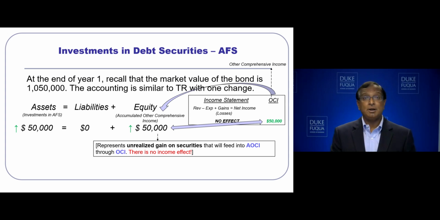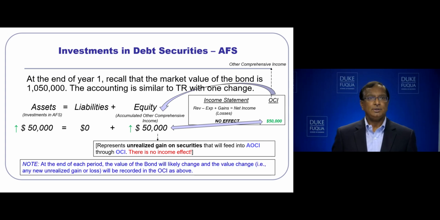So in this case, the bottom line is there is no income effect or net income effect. It goes into OCI. At the end of each period, again, the firm will determine, throughout the time it holds the security, any value changes will be recorded in this OCI and that will go into AOCI each period.